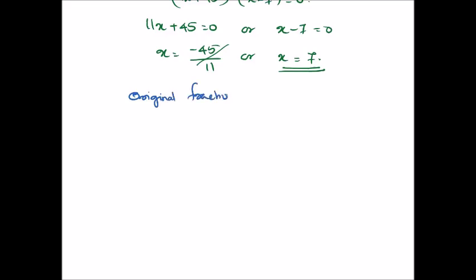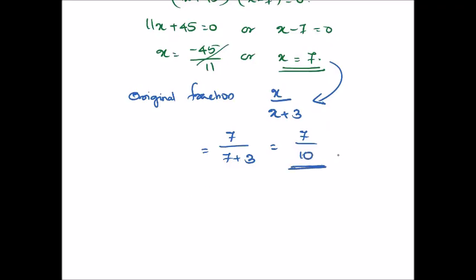From the beginning, we take the original fraction as x divided by x plus 3. Now substitute the value x is equal to 7 here: 7 divided by 7 plus 3, that's equal to 7 by 10. This is the original fraction, 7 by 10.